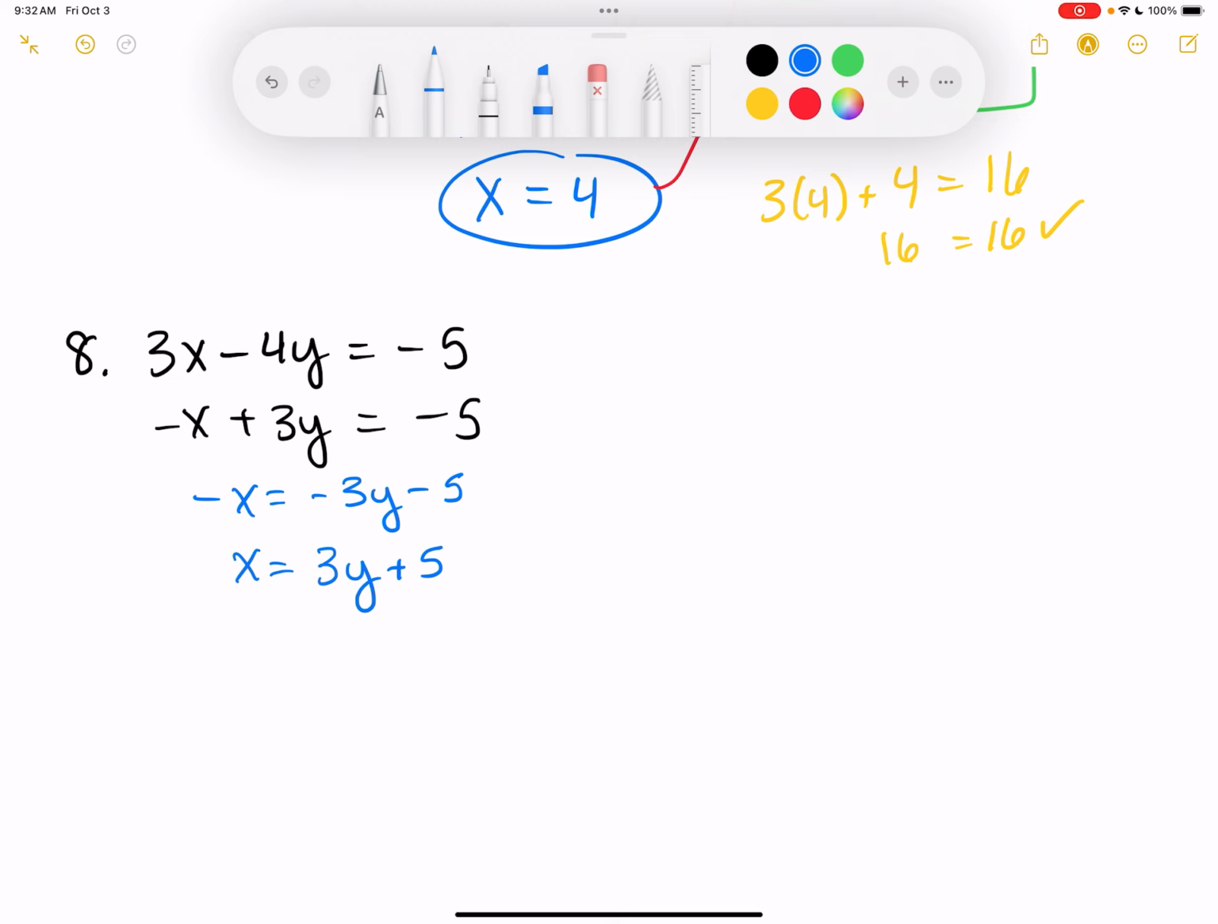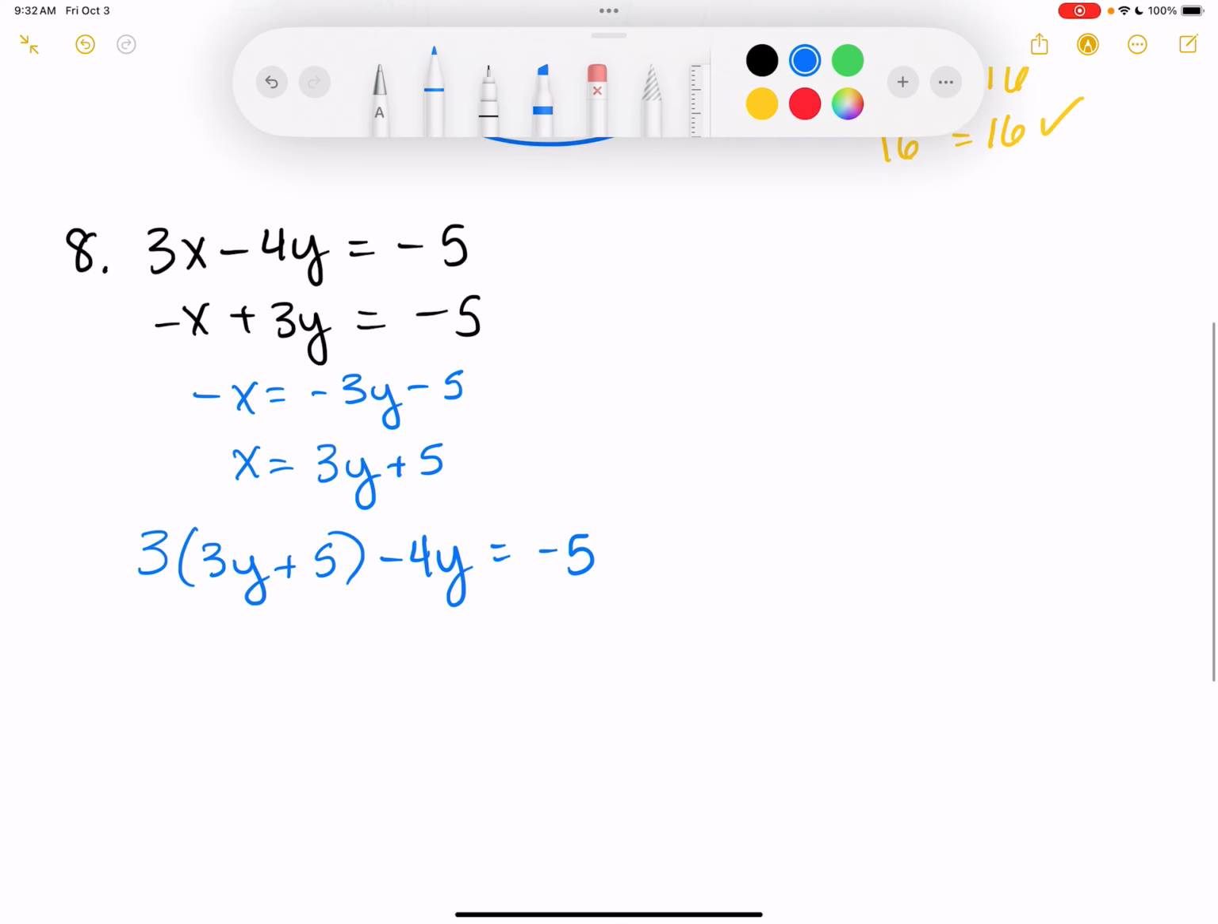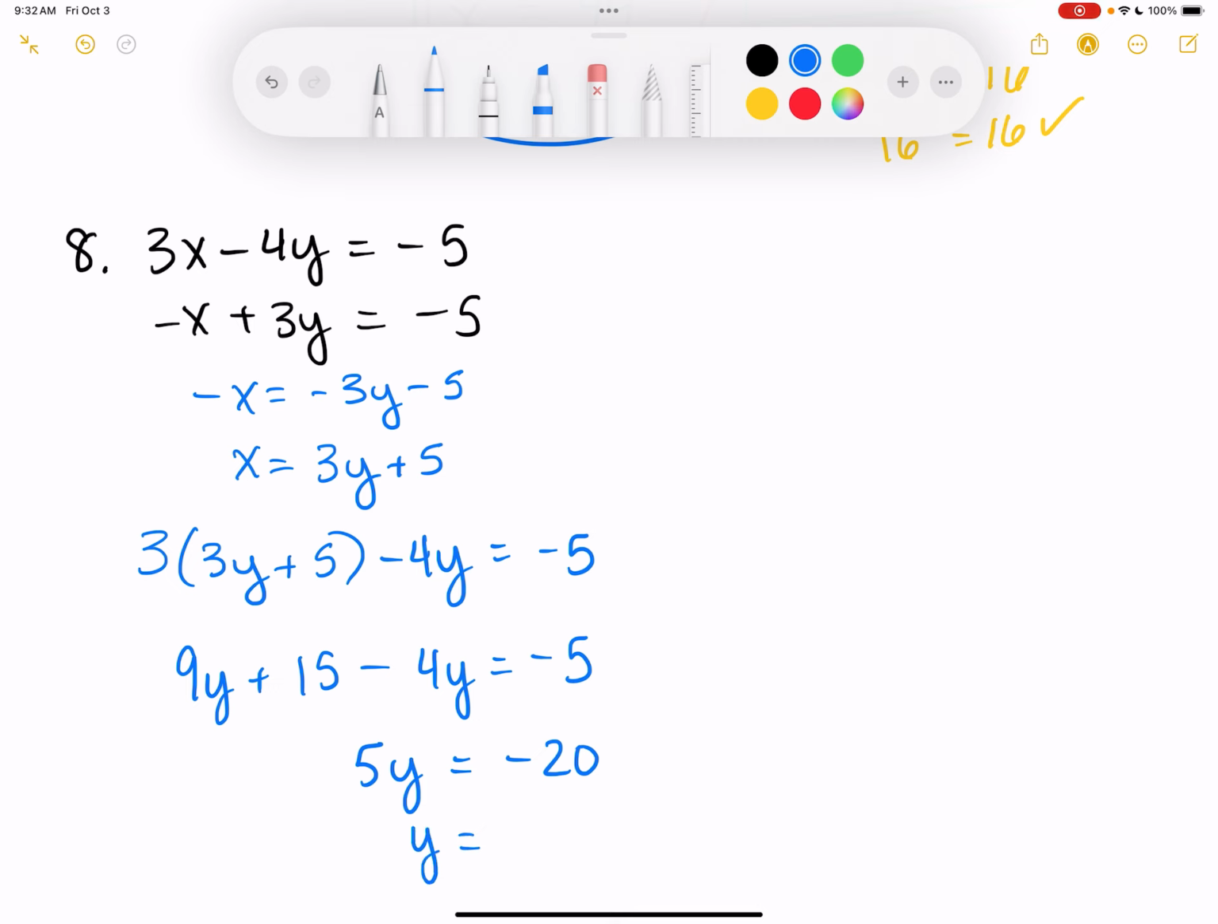All right, so now I'm going to take that and plug it in for x in the top equation. So 3 times 3y plus 5 minus 4y equals negative 5. Distribute. 9y plus 15 minus 4y equals negative 5. I'm going to move the 15 and combine like terms. So 5y is equal to negative 20. So y is negative 4.